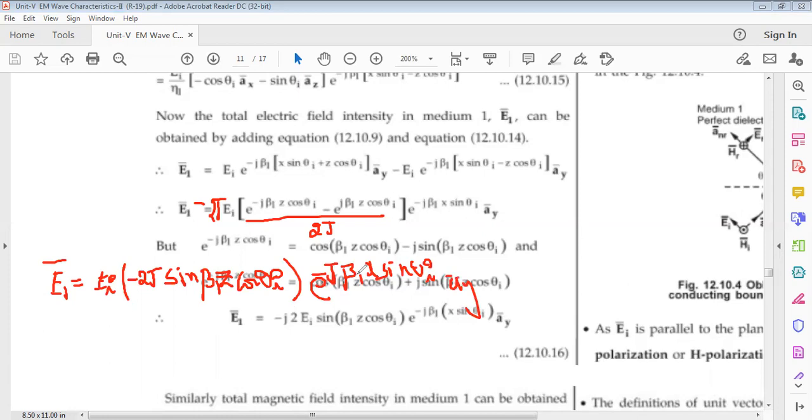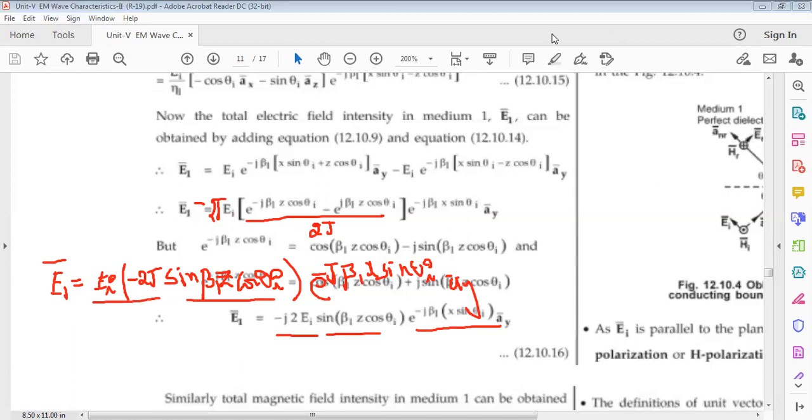Don't confuse, my dear students. There are a lot of equations here, but within the class we have to complete the uniform plane wave, the conducting boundary. Then we can understand. But in yesterday's class and today's class, you can combine all the equations, and recall the equations and substitute the E1 bar in terms of EI. Okay. So E1 bar is equal to minus 2j EI sine beta 1 z cos theta I and e power minus j beta 1 x sine theta I into ay bar.